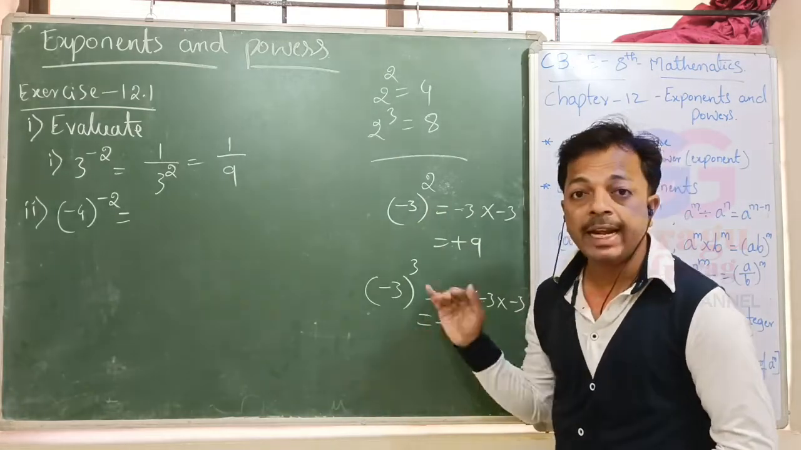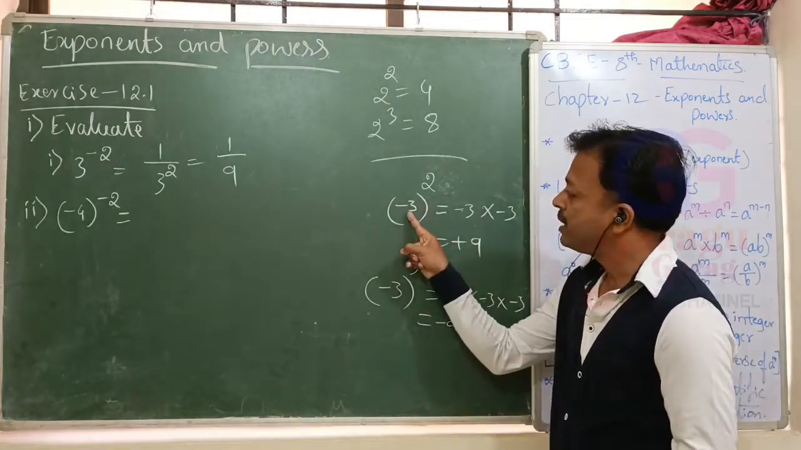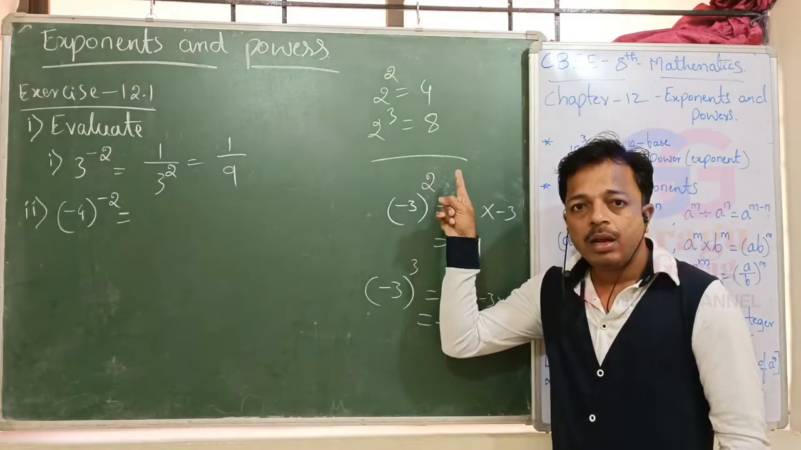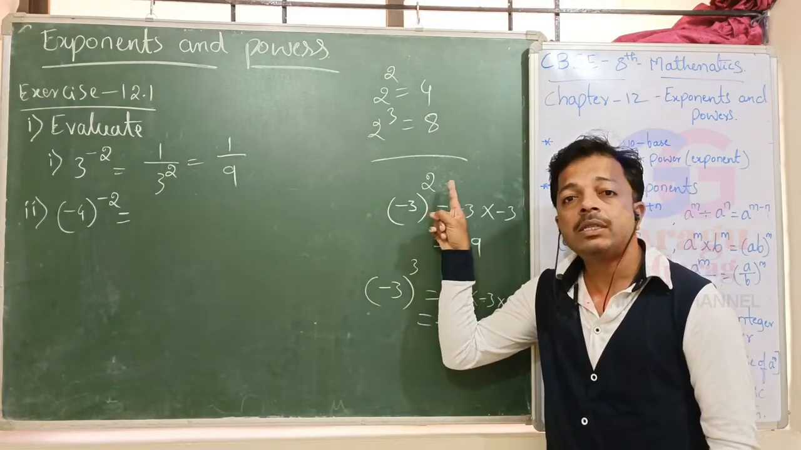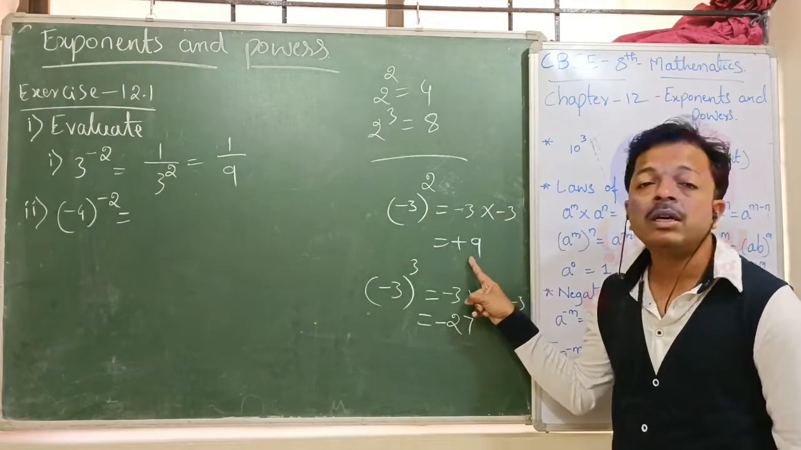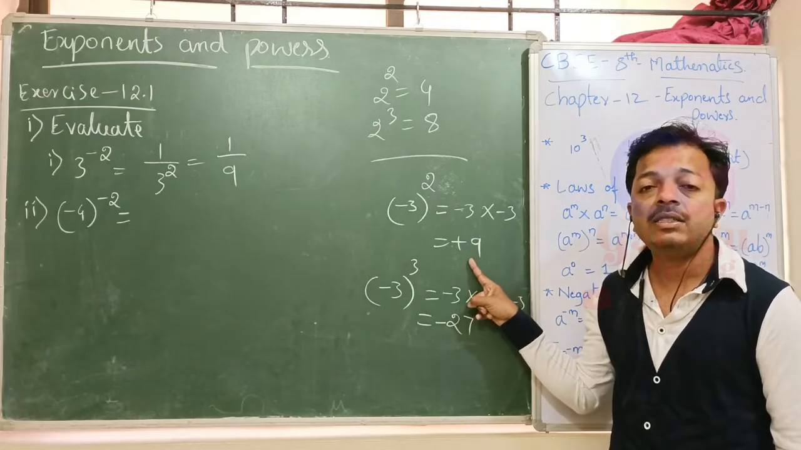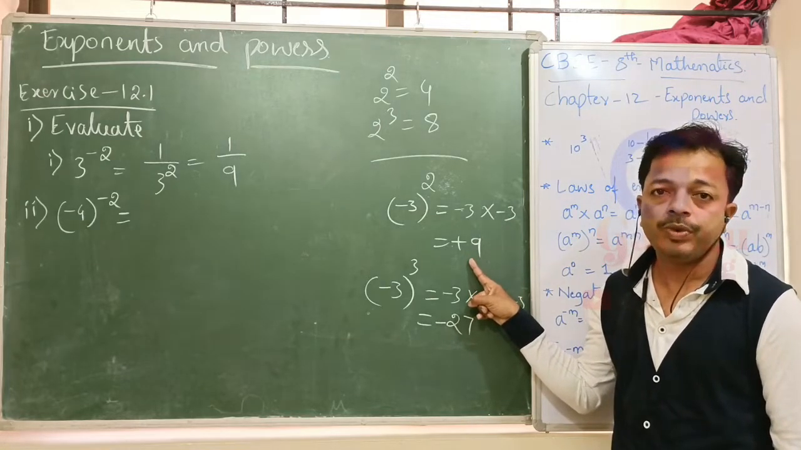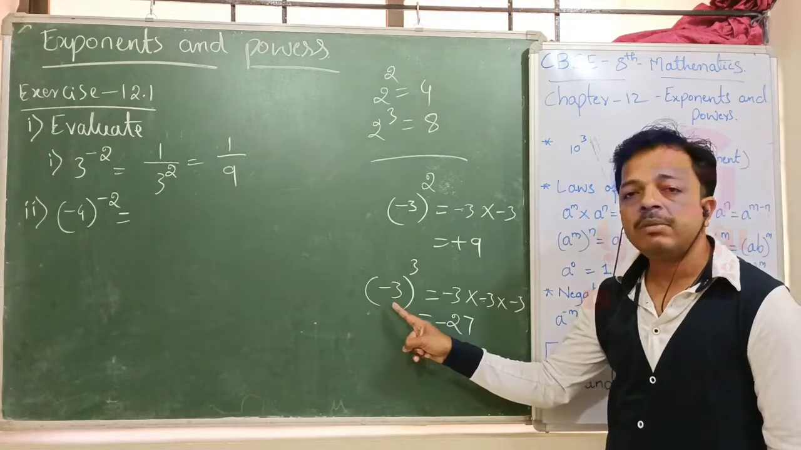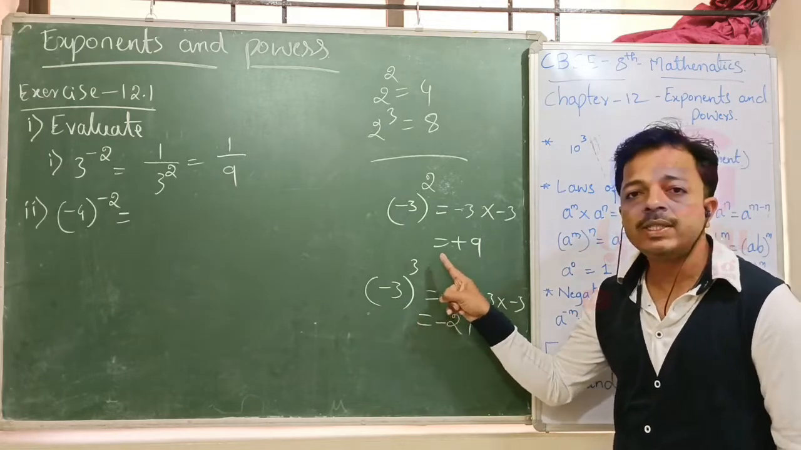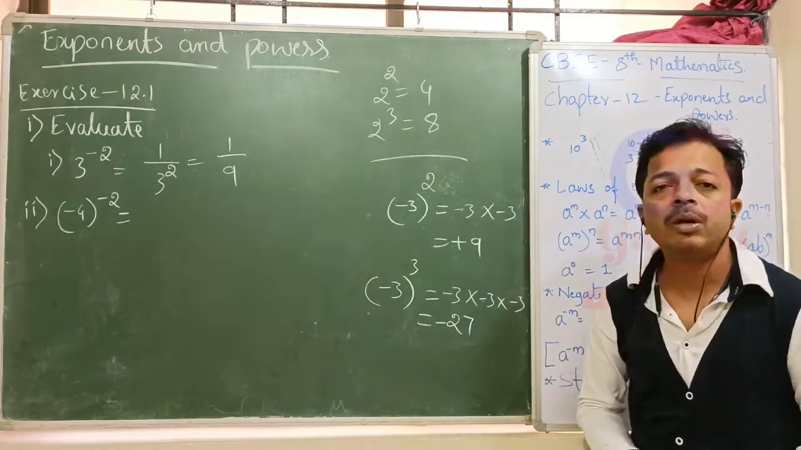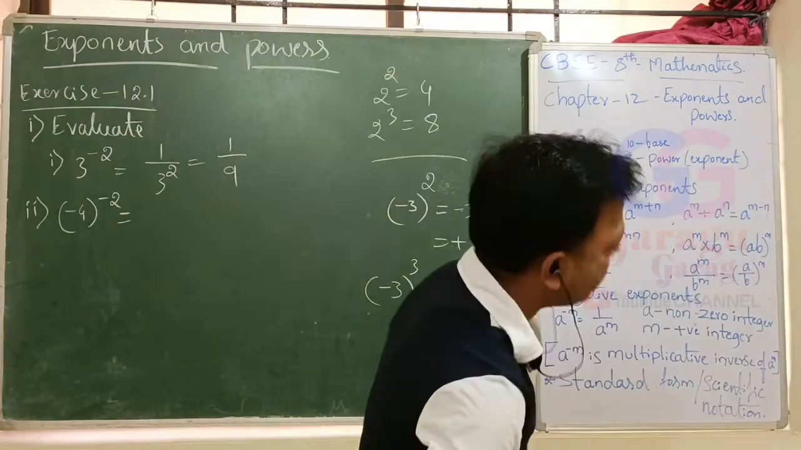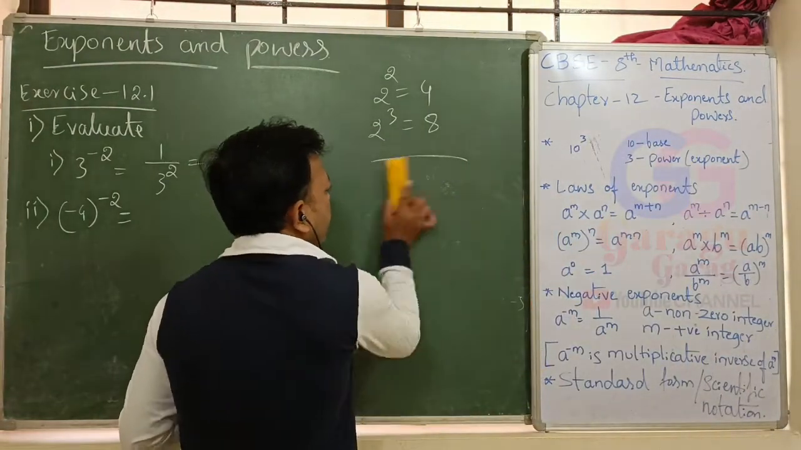If the number is negative and the exponent is even, then you will get the answer as a positive number. And if the number is negative and the exponent is odd, then you will get a negative number only. The same concept we have to apply here.